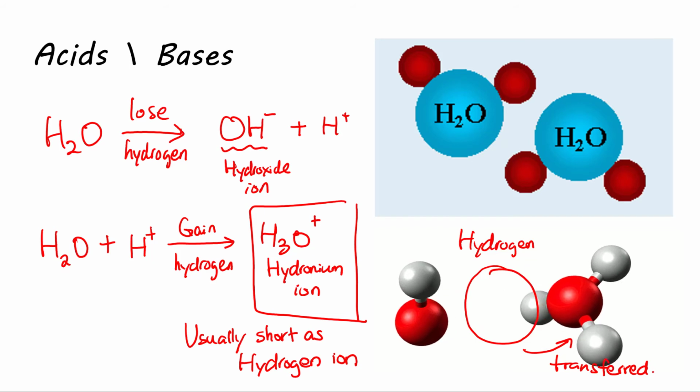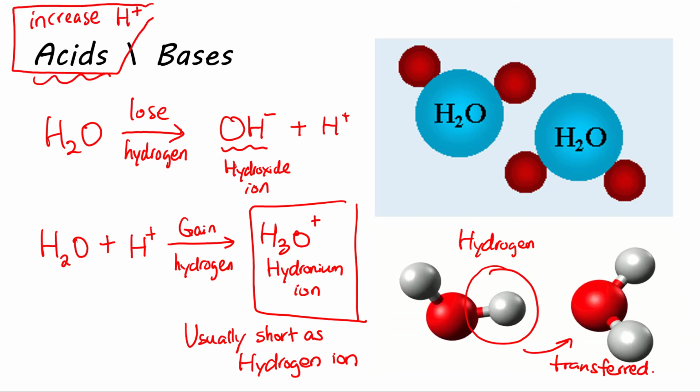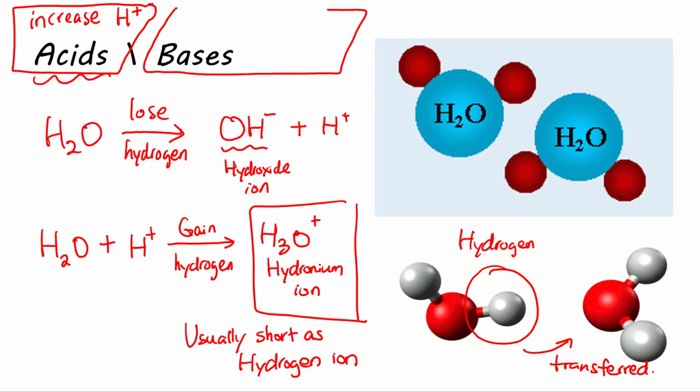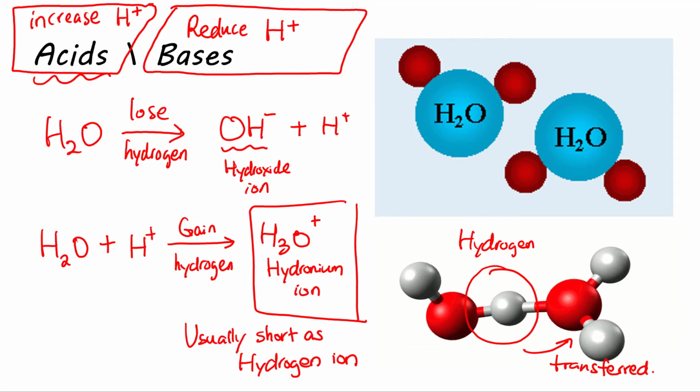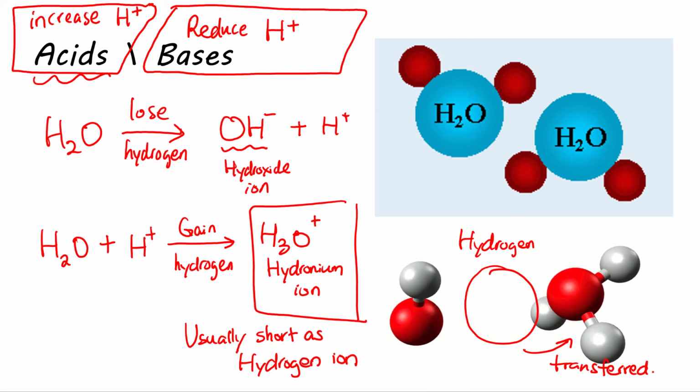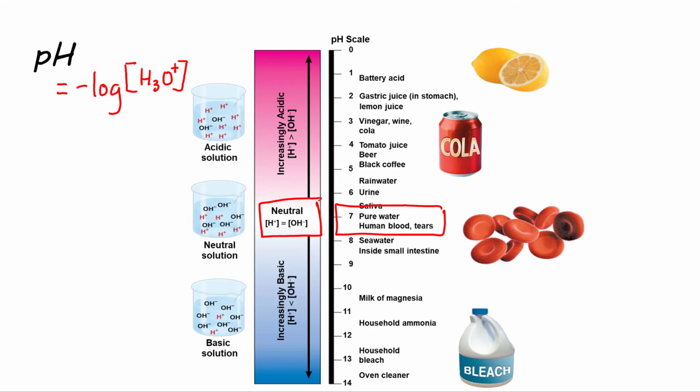So, an acid is a substance that increases the hydrogen ion concentration of a solution, while a base is a substance that reduces the hydrogen ion concentration of a solution. Scientists use the pH scale to describe whether a solution is acidic or basic. pH is equal to the negative log of the concentration of hydronium ions. 7 is neutral, in which the concentrations of hydrogen ions and hydroxide ions are equal in the solution.